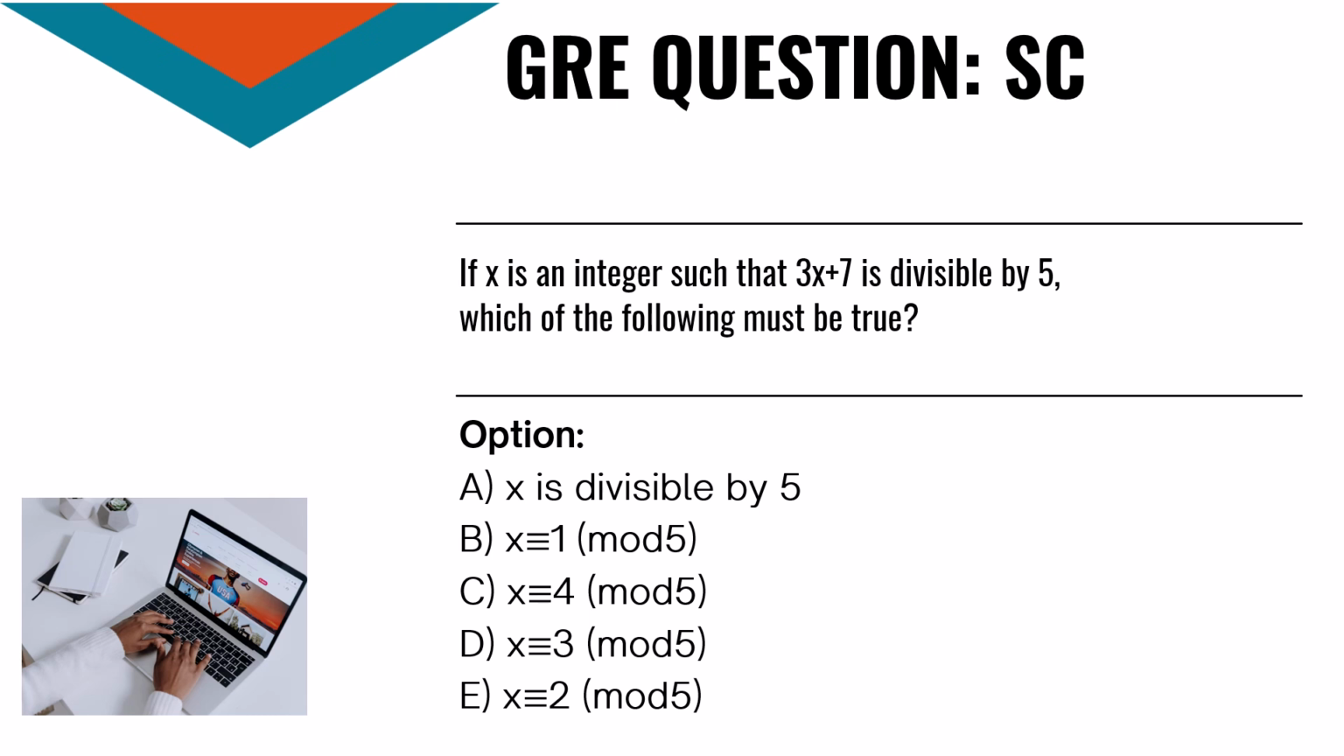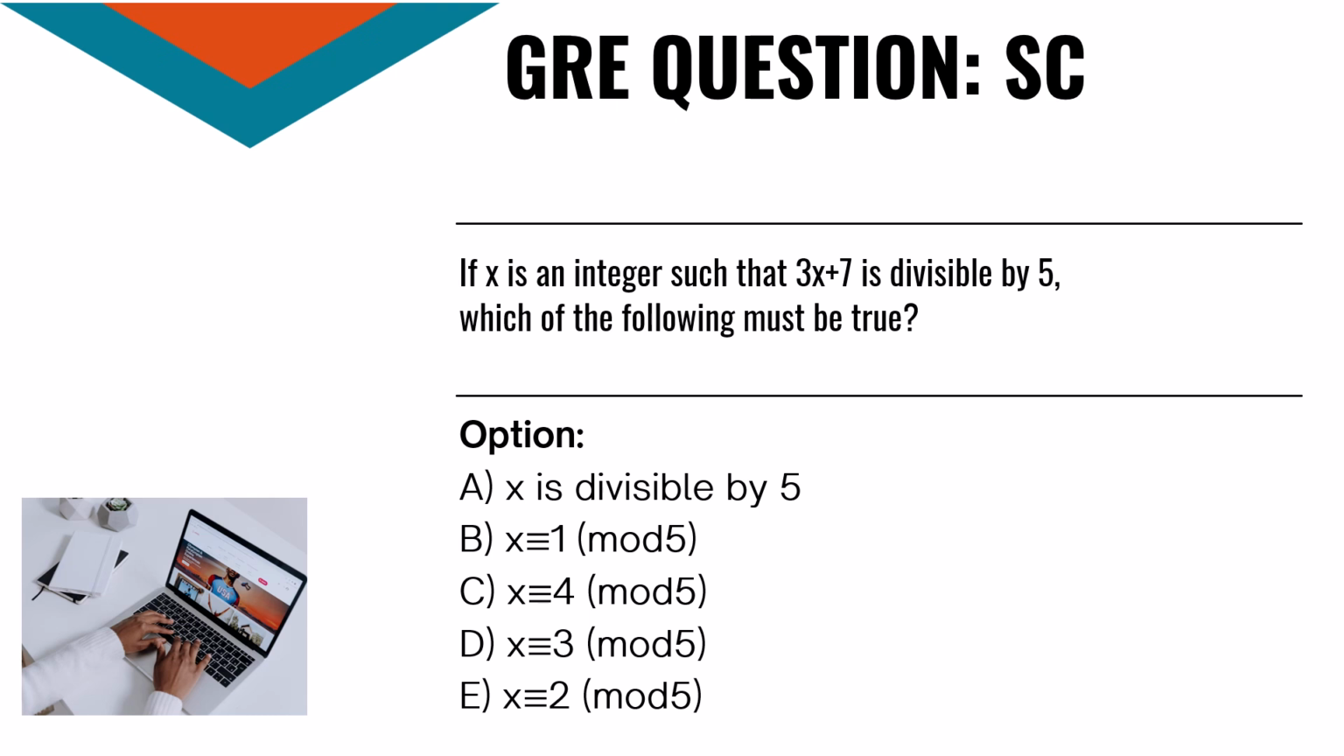See, one of the important things you guys have to ensure is that time is very important. So there would be some shortcuts which I would teach you today, right? So let's try out these questions. If x is an integer such that 3x plus 7 is divisible by 5, which of the following must be true? Now before we read the options, we have to understand what this question is all about.